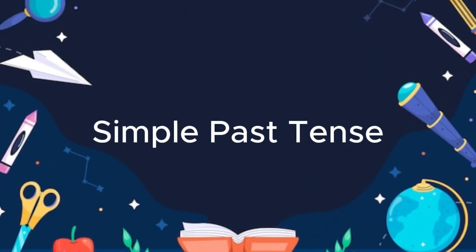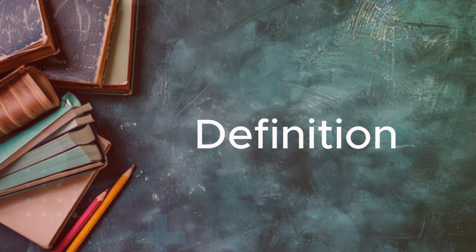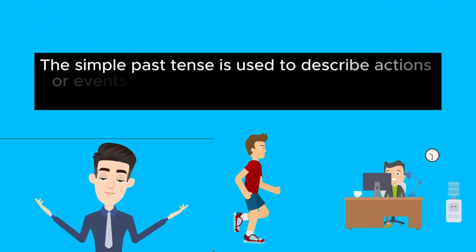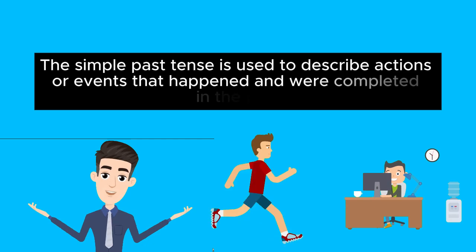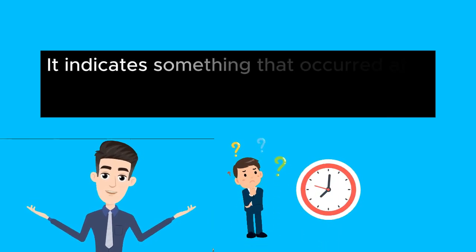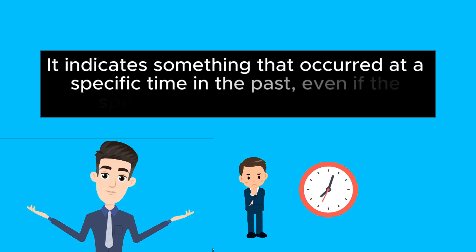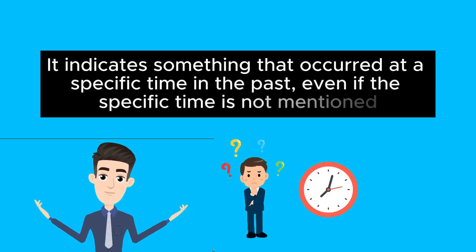Simple past tense. Definition. The simple past tense is used to describe actions or events that happened and were completed in the past. It indicates something that occurred at a specific time in the past, even if the specific time is not mentioned.